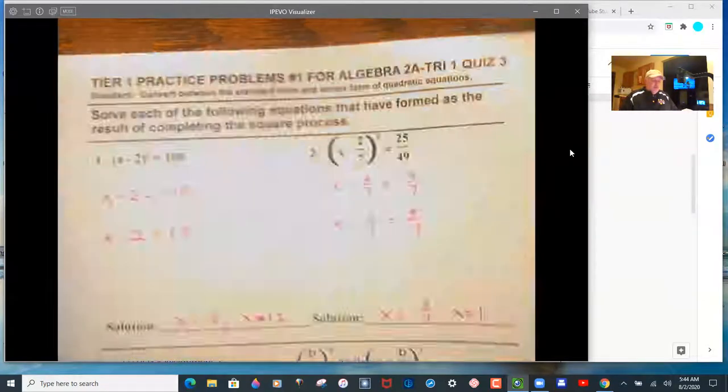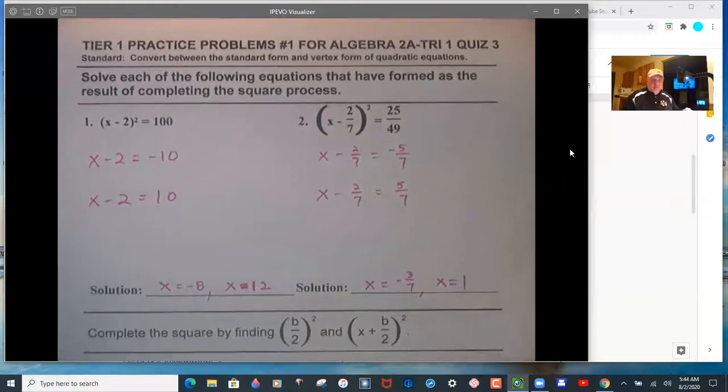Okay, that was pretty long, but you need lots of practice with this. This is the first quiz. I'll do a video for the third one.